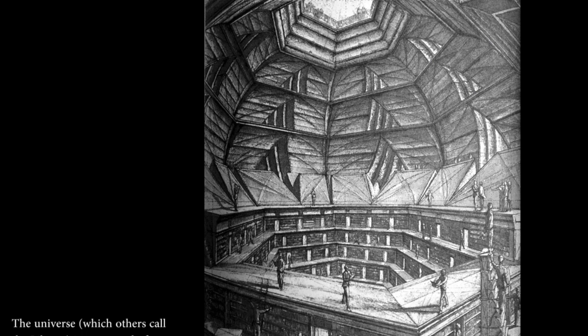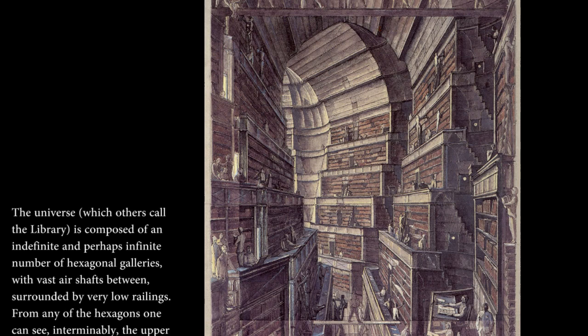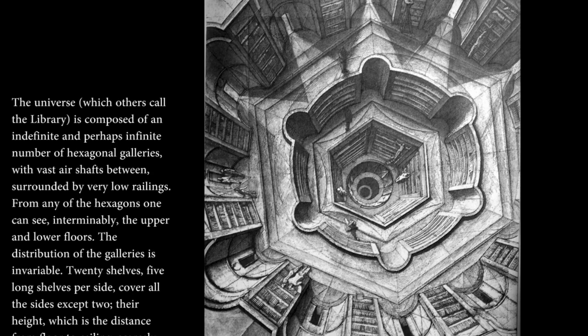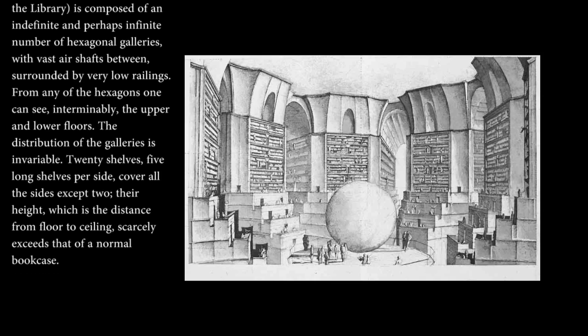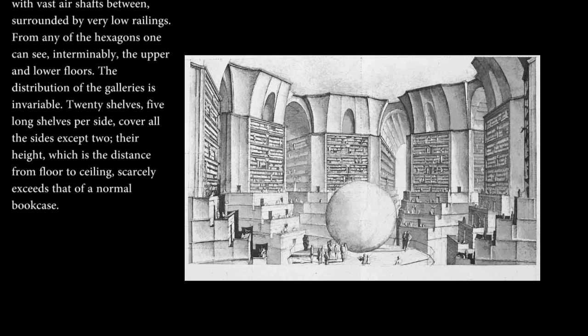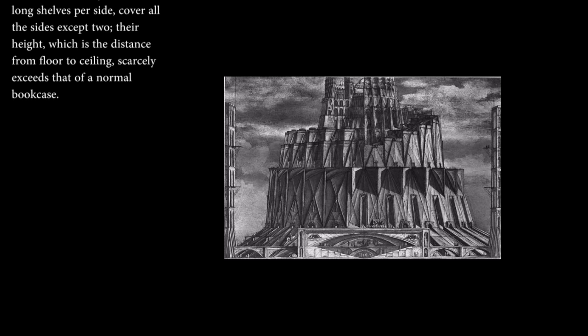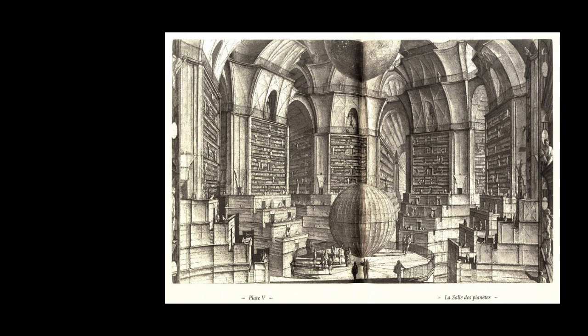In the tale, Borges comes up with the idea of the Library of Babel. The universe, which others call the library, is composed of an indefinite and perhaps infinite number of hexagonal galleries, with vast air shafts between, surrounded by very low railings. From any of the hexagons one can see, interminably, the upper and lower floors. The distribution of the galleries is invariable. 20 shelves, 5 long shelves per side, cover all the sides except 2. Their height, which is the distance from floor to ceiling, scarcely exceeds that of a normal bookcase.